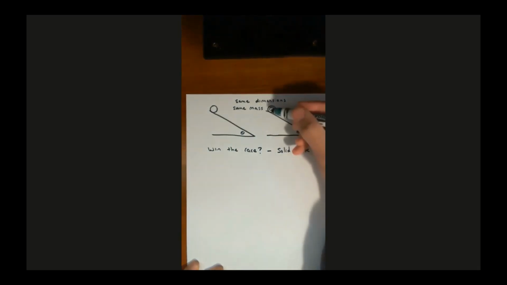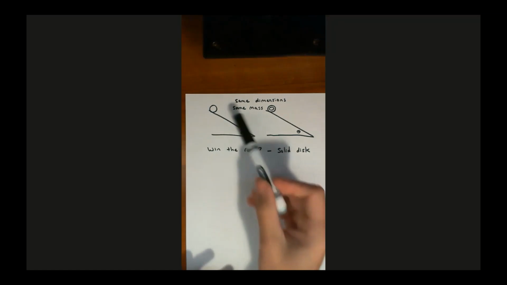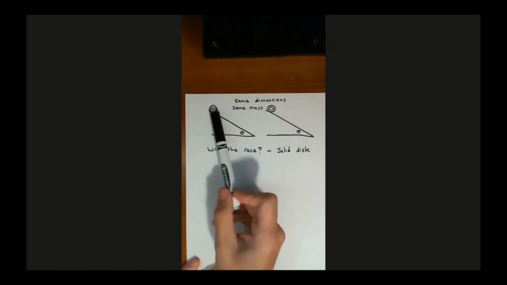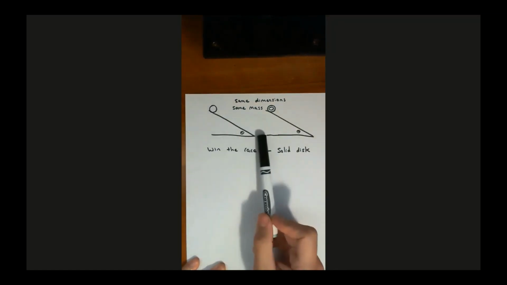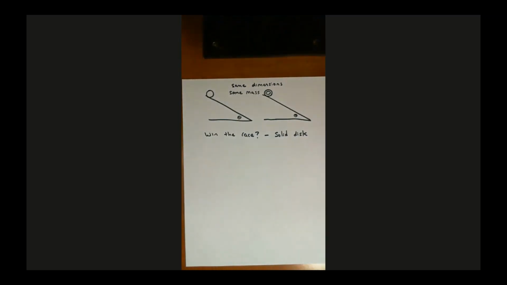It's never going to be the donut. All right, but I'm going to do kind of the opposite experiment. So that was one experiment. We know that that one is going to accelerate faster, and it's going to win the race. We're going to relate this to moments of inertia in just a second.